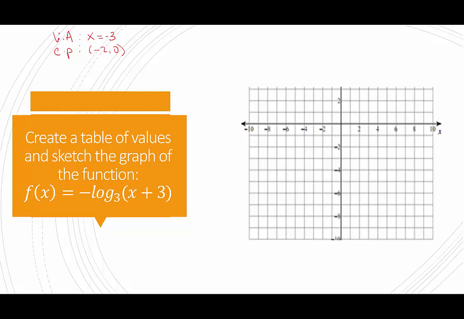All right, so let's get our graph set up. Vertical asymptote at -3 will be right here. And a critical point at -2 will be right here. Now, before we create a table of values, let's think about what arguments we want to have. And remember, the arguments are going to be the powers of 3. So just thinking about powers of 3. And then we want to think about what exponent produces those powers of 3. That's going to help us with our table.